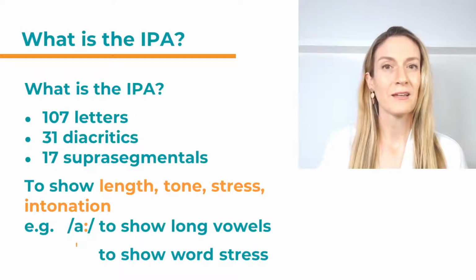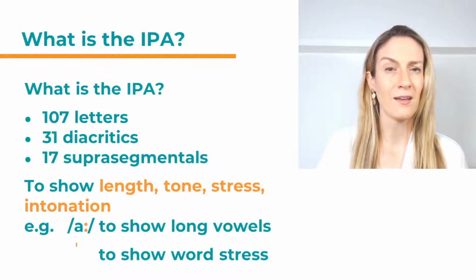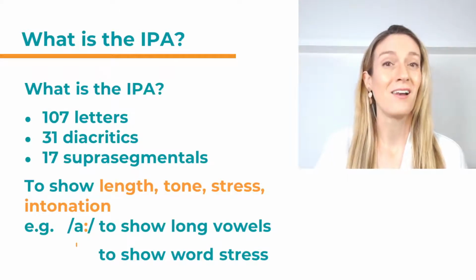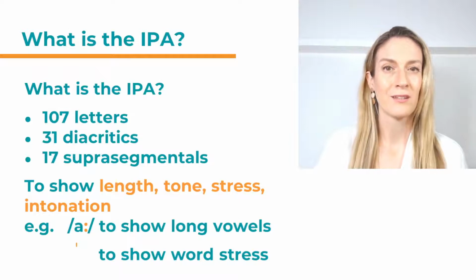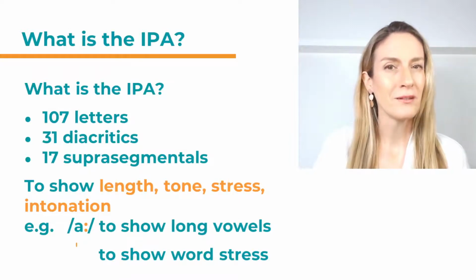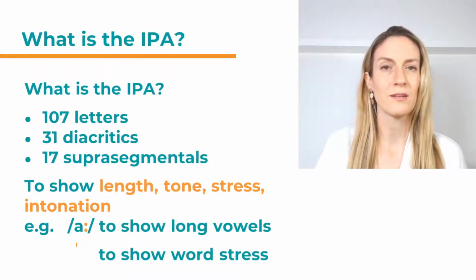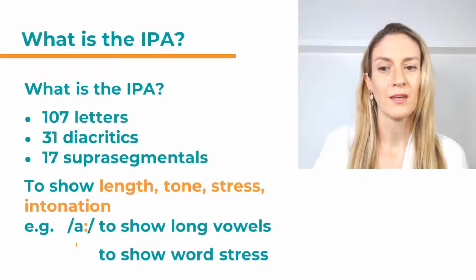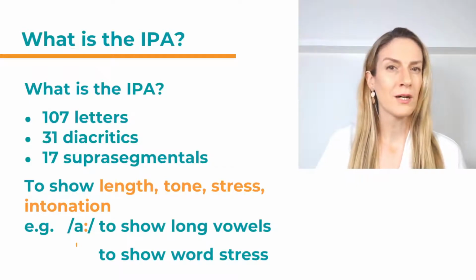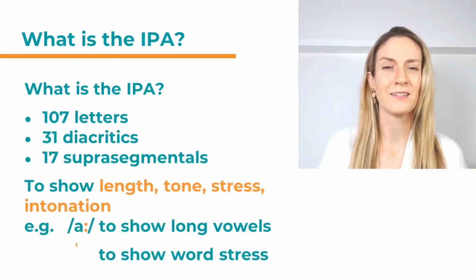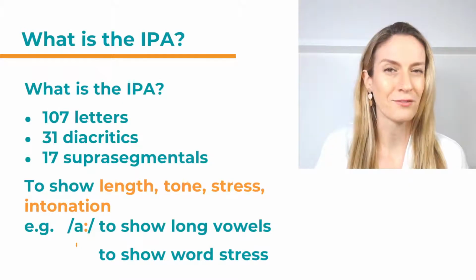The one that looks like a colon, the two dots here next to the sound ah. Ah shows that this is a long vowel sound. Remember, some vowel sounds are short and some are long. If you want to show that a vowel sound is long, you use the suprasegmental, the colon. And then another one that you might have seen before is the tiny little line here that really looks like an apostrophe.